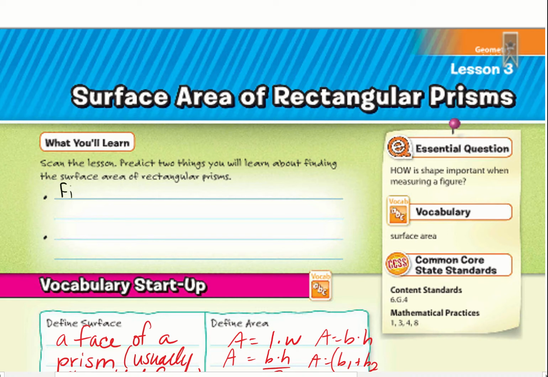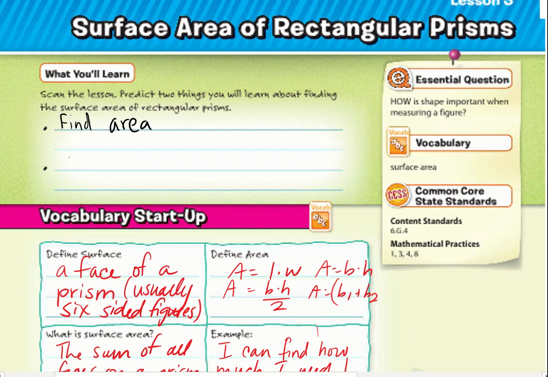So we will find surface area. Another thing will be finding the area of all the sides.